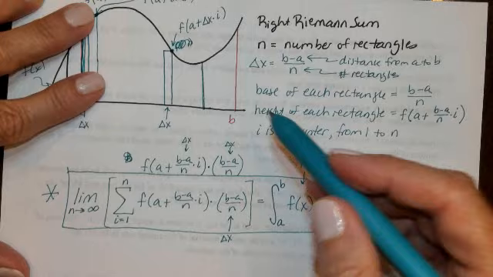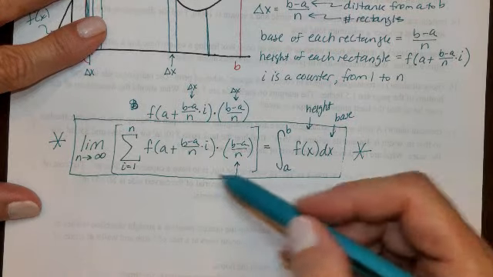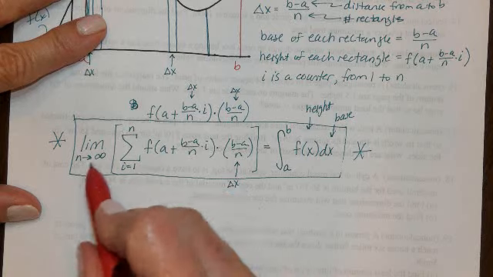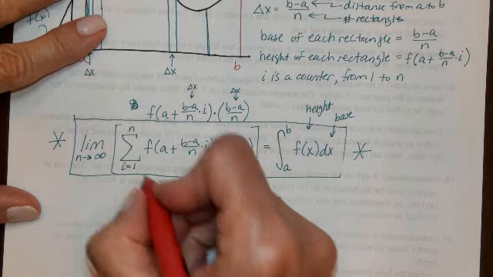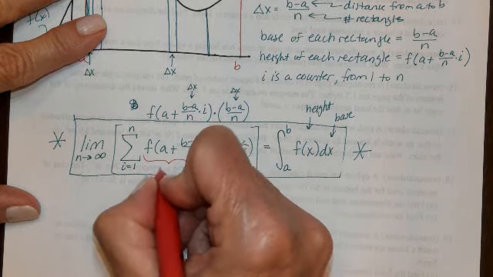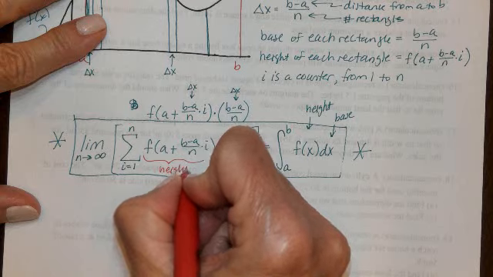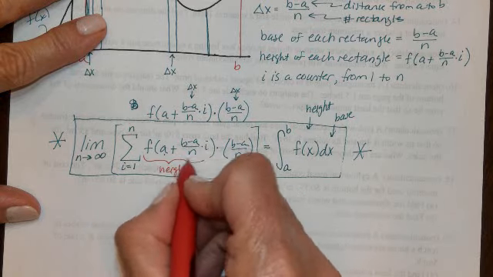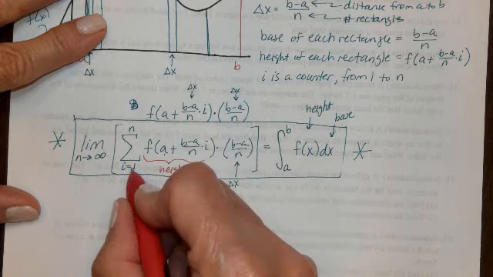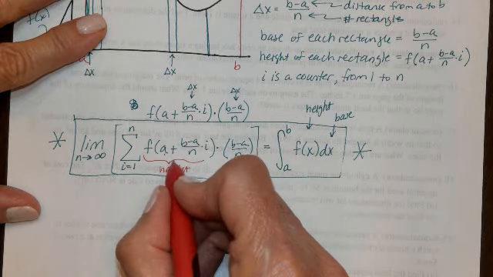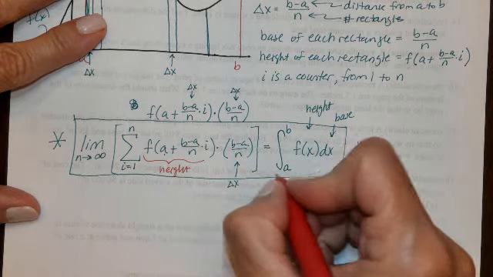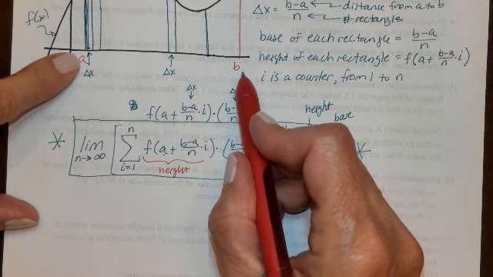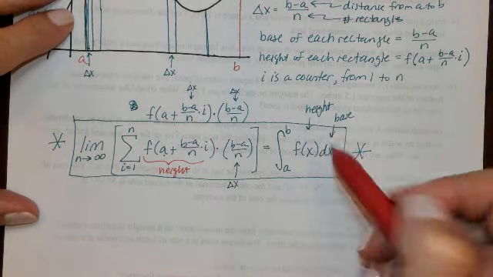I took the time to show you where it came from in hopes that it makes a little sense to you. In hopes that when you see this, you're not going to just be memorizing a bunch of symbols. When you see this, I want you to think, oh, there's my height. And of course we're starting at a, and we're adding delta x times whatever rectangle we're on. That's my height. For my base, that's just my delta x, so b minus a divided by n.